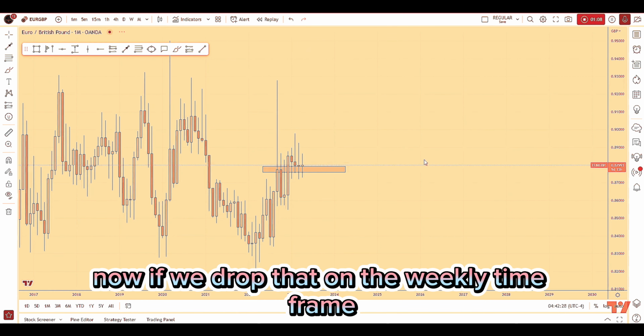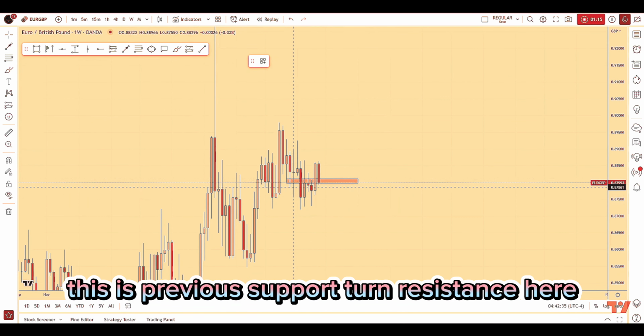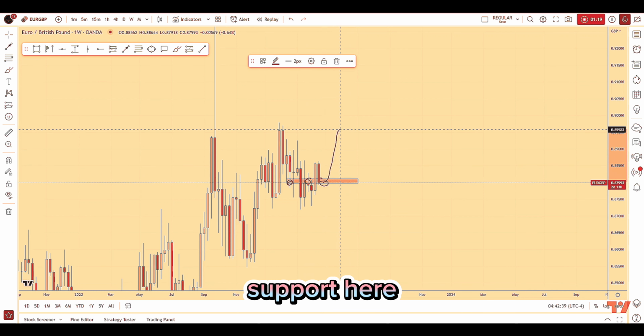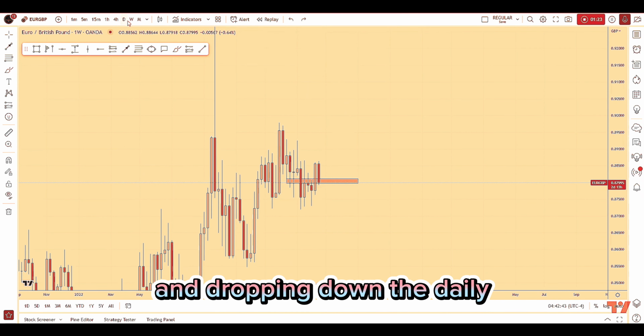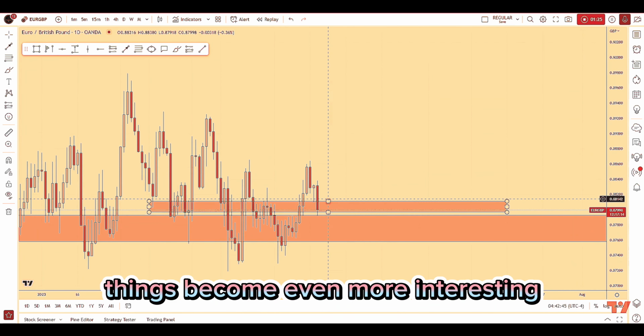Now, if we drop to the weekly time frame, we can see how from a weekly perspective, we do have a quite important structure level here. This is previous support turned resistance, which is now once again support, where we could expect this market to potentially reject to the upside. And dropping down to the daily, things become even more interesting.